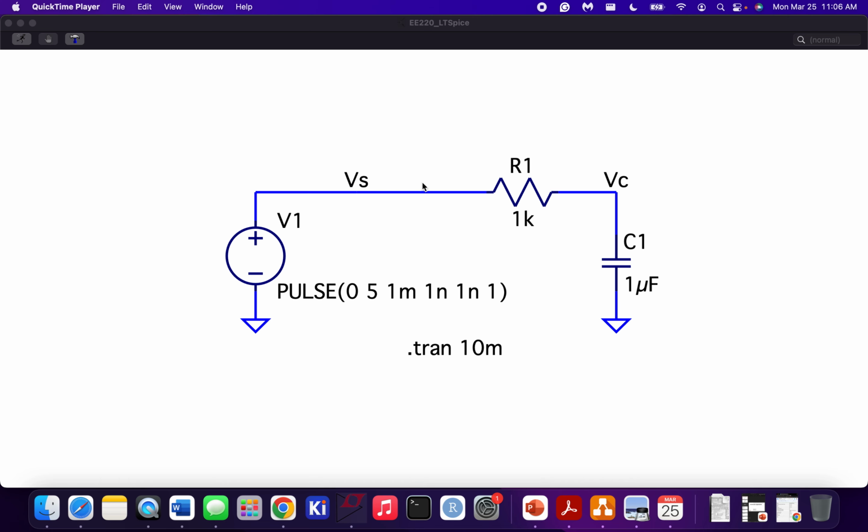Alright, so just to correct a previous error that I made, I remember saying in a previous video that when I went from 1 milli for the rise time to 1 nano that I had changed 3 orders of magnitude. That's actually 6 orders of magnitude. I was confusing milliseconds for microseconds.